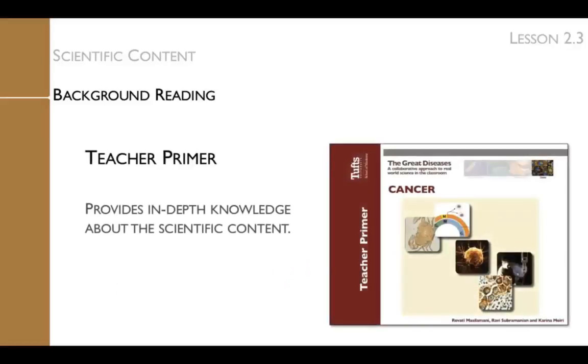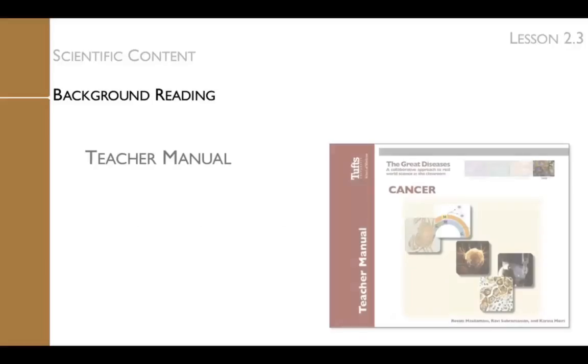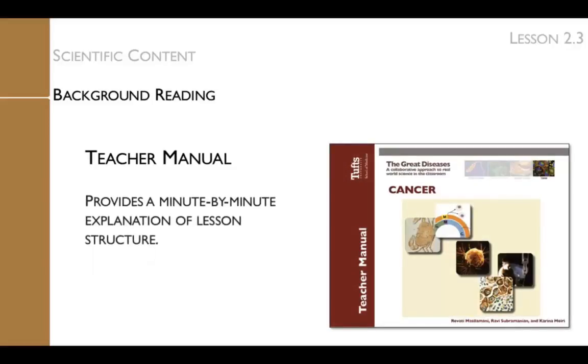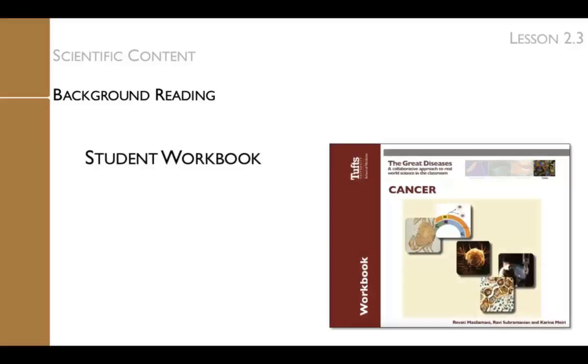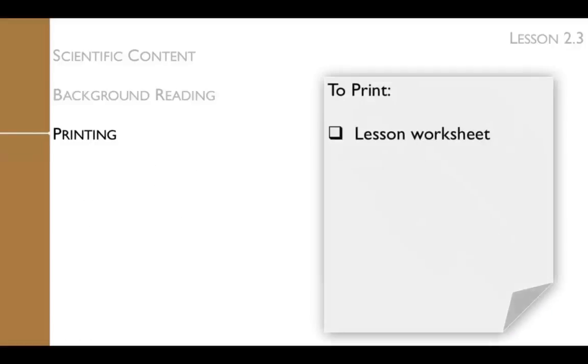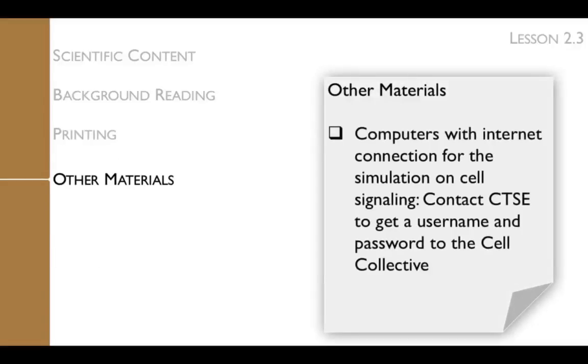The teacher primer provides in-depth knowledge about the scientific content presented in this lesson. The teacher manual, or lesson plan, provides a minute-by-minute explanation of the lesson structure. The student workbook provides additional explanation for students. Be sure to print the lesson worksheet and the homework worksheet. You will also need to get access to the computer simulation on cell signaling. Contact CTSE to get a username and password to the Cell Collective. Access can be found in the document titled Teacher Simulation Instructions.